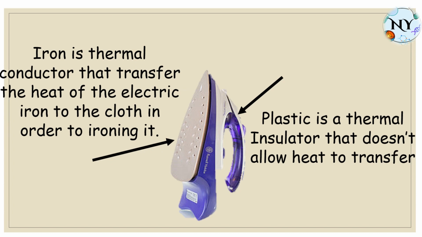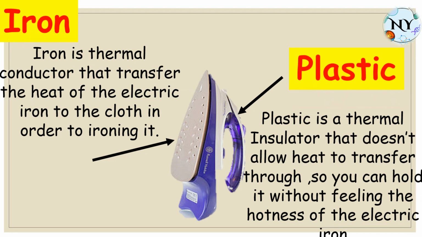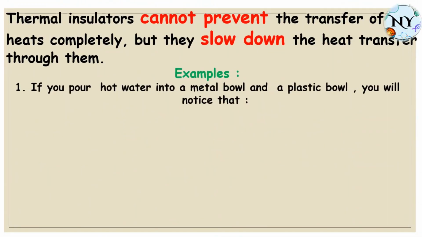While the handle, it's made from plastic, which is thermal insulator that resist or slow down heat to transfer through. That's why we can use it without feeling the hotness of the electric current, or that's why we use it safely, all right, without burning. So the lower side of the electric iron made from iron, while the handle is made from plastic.